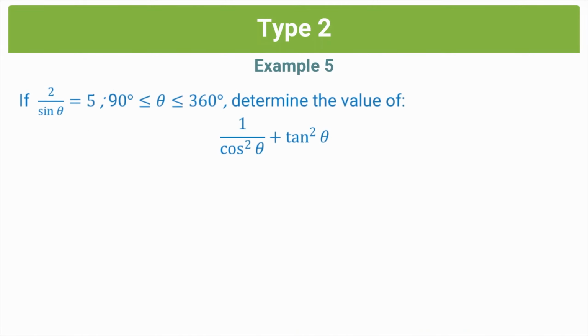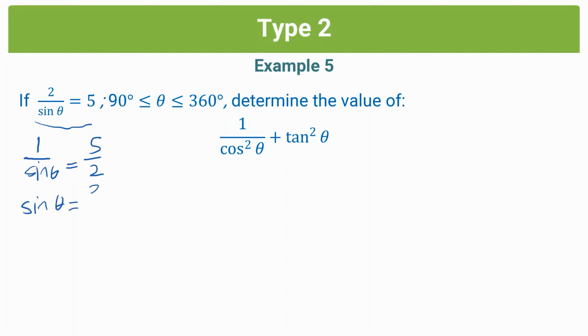So for example 5, we are asked to find the value of 1 over cos squared theta plus tan squared theta if 2 over sine theta equals 5 and theta is between 90 degrees and 360 degrees. So step 1 is going to be to get into the form of trig function equals number. So we can basically divide the entire equation by 2 to take out 2 across. So that would become 1 over sine theta equals 5 over 2. Now we can invert both sides. So that would give us sine theta equals 2 over 5. So now we're in the form of trig function equals number.